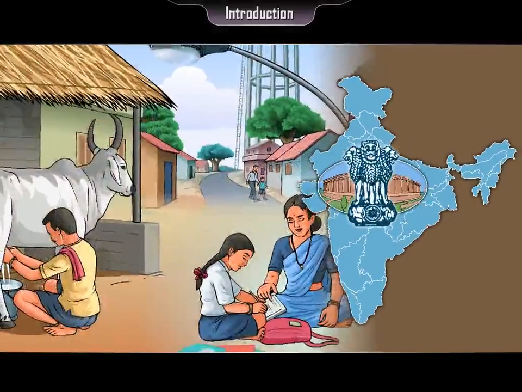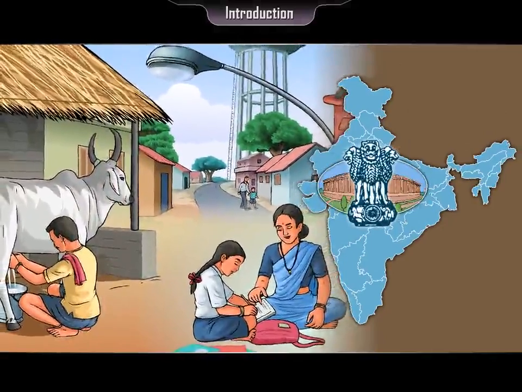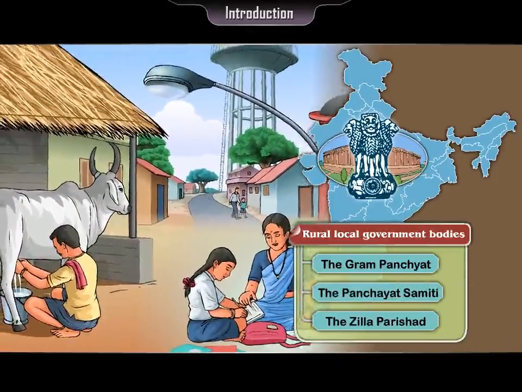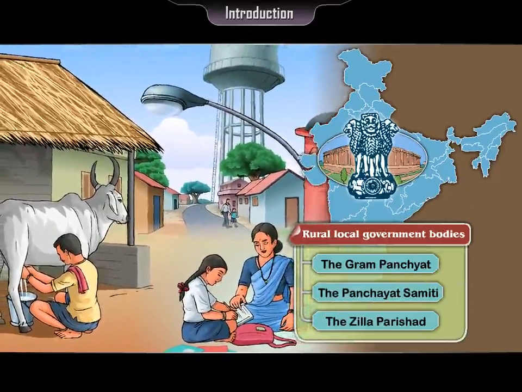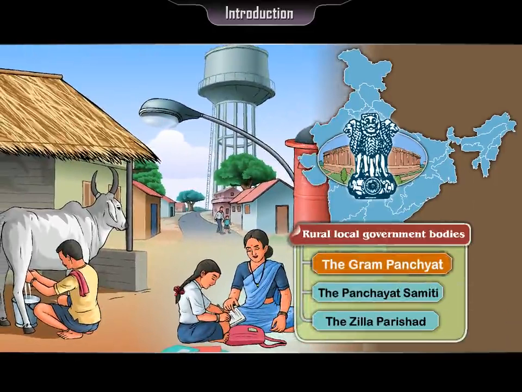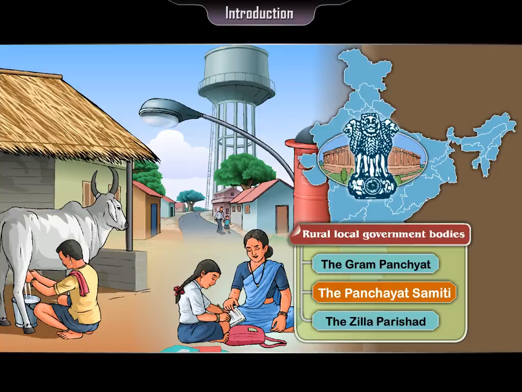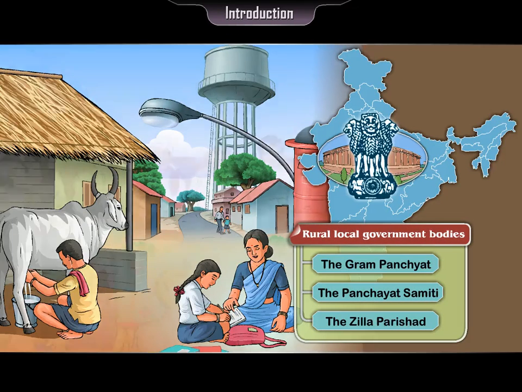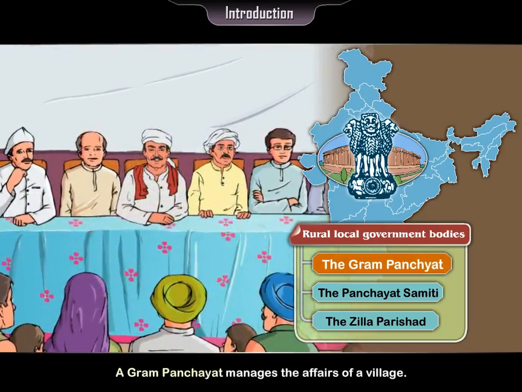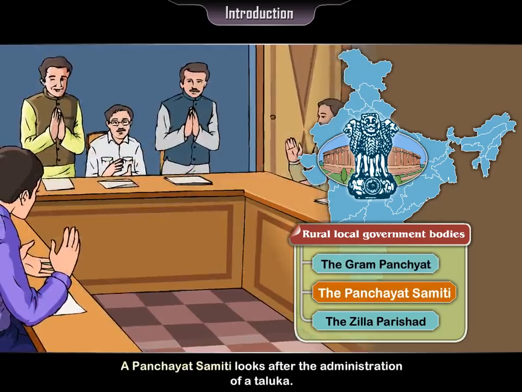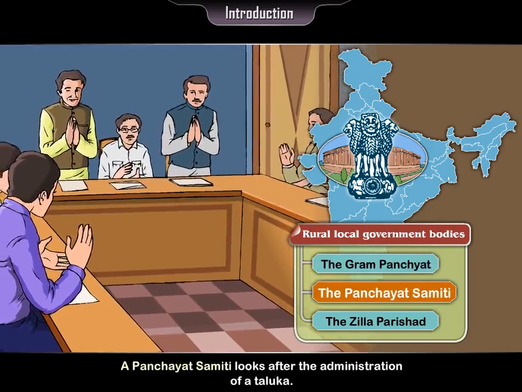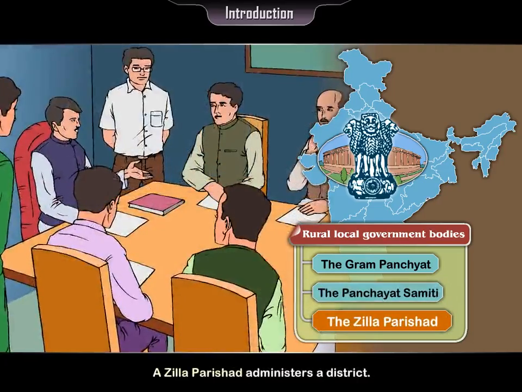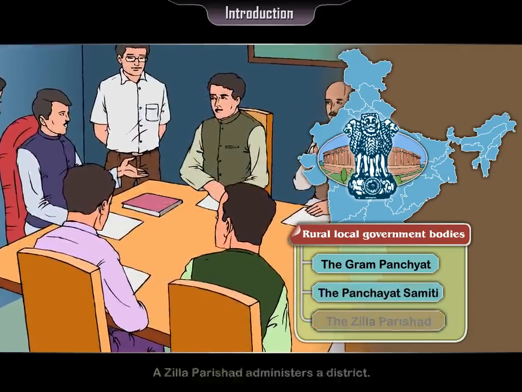In order to speed up the prosperity of villages, the government has set up certain institutions for the management of villages. They are Gram Panchayat, Panchayat Samiti, and Zilla Parishad. These institutions are known as rural local government bodies. A Gram Panchayat manages the affairs of a village. A Panchayat Samiti looks after the administration of a taluka, and a Zilla Parishad administers a district.